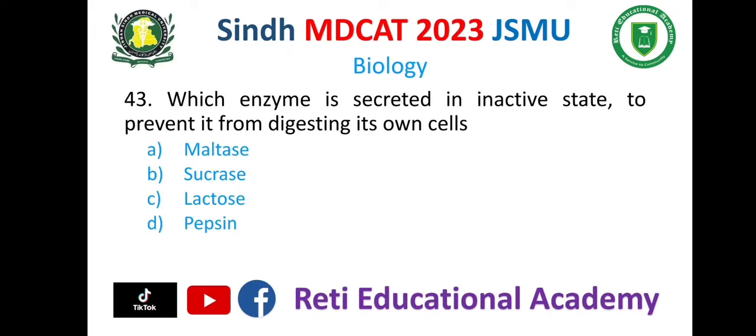Question number 43. Which enzyme is secreted in inactive state to prevent it from digesting its own cells? A. Maltase, B. Sucrase, C. Lactase, D. Pepsin. And the correct option is D. Pepsin.